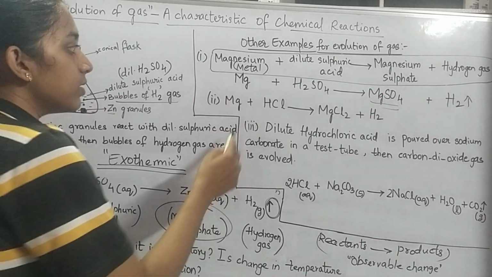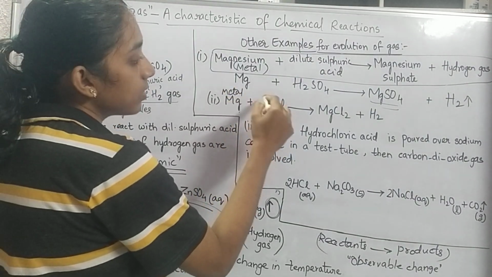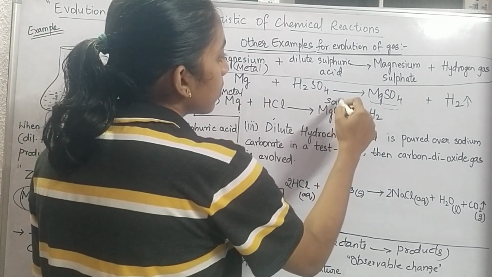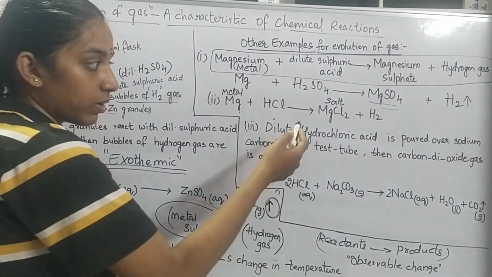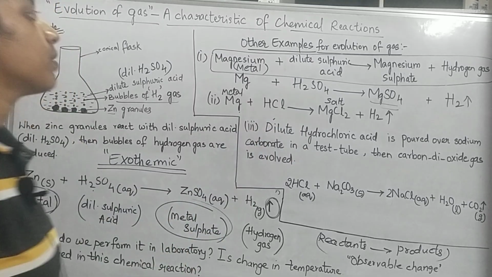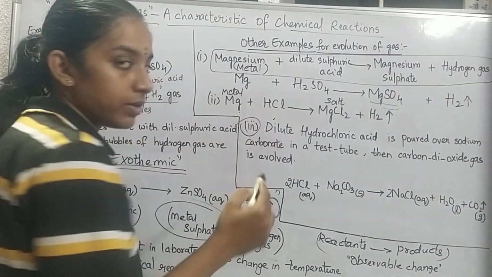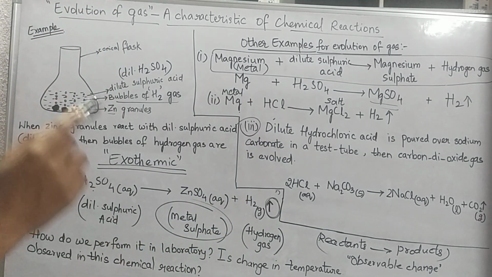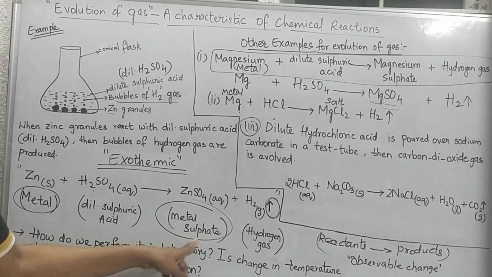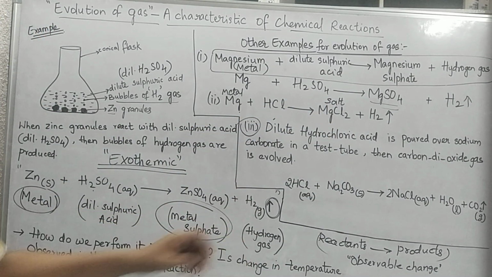Now the second example is magnesium reacts with HCl, dilute hydrochloric acid, which gives us the salt MgCl2, magnesium chloride, and even here hydrogen gas is evolved. So this is also an example for evolution of gas. Now the third example is a little bit different, because in all this we have seen a metal reacting with an acid to give, here a metal sulfate, and there a salt. And at last we have seen the evolution of hydrogen gas.